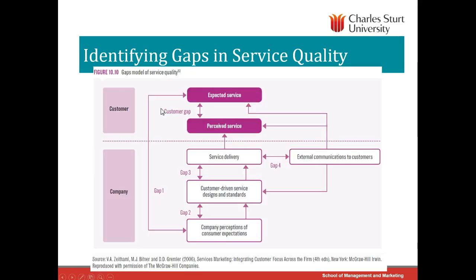So this kind of model looks something similar to this. Here are the gaps that we talked about: the company expectations, the gap between customer-driven service and standard delivery, and company expectations and service delivery. Now, why is this important? To try and identify where the gaps in the company delivering service quality are, and to therefore take corrective action.